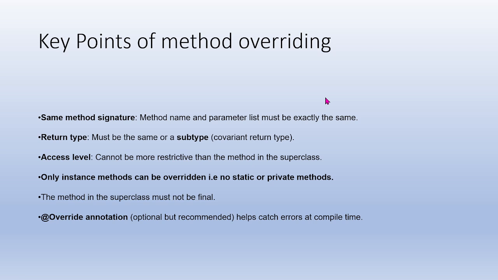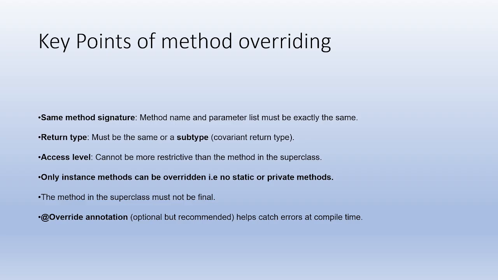So what are the key points of method overriding? The first point is that it should have the same method signature, meaning the method name and parameter list must be exactly the same. So the method name should be the same, and whatever parameters are being passed should be exactly the same in terms of the number of arguments or parameters, and in terms of the type of those parameters. This is the first prerequisite. The second prerequisite is that the return type of the method being overridden from the subclass to the superclass should be the same.